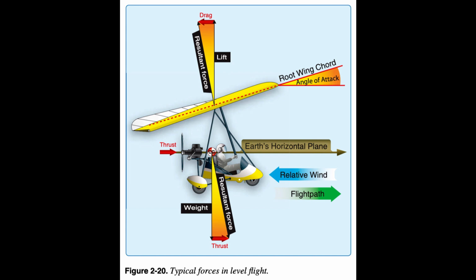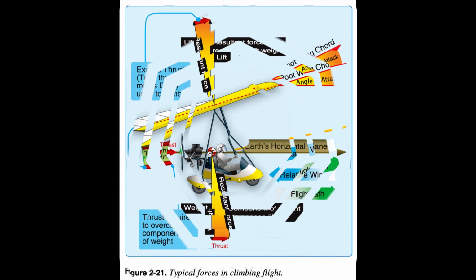Figure 2.20. When in straight and level, unaccelerated flight, lift, L, equals weight, W. Thrust equals total drag, DT.